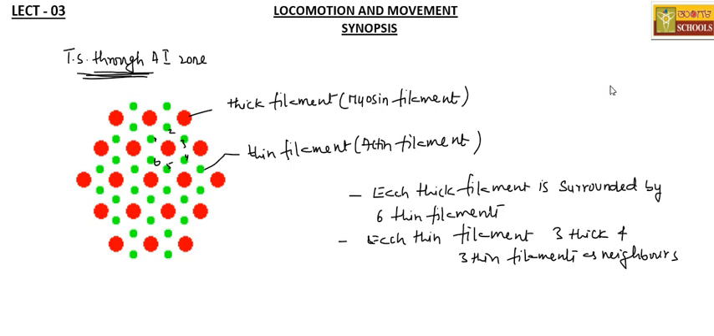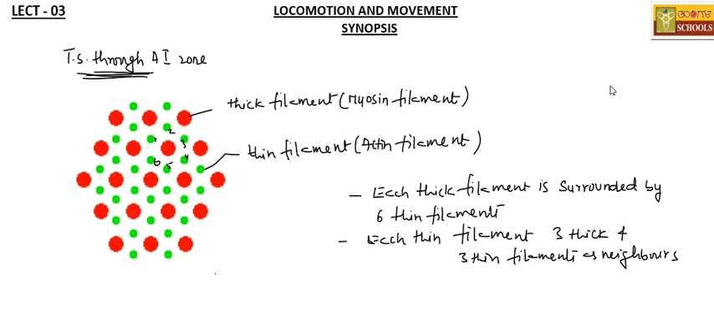So here I'm showing you in three dimensions. Usually whenever we draw it on the board, we see only one side of it. So we need to see the whole transverse section, then we'll come to know how it looks. Okay, so that's the transverse section through the AI zone.